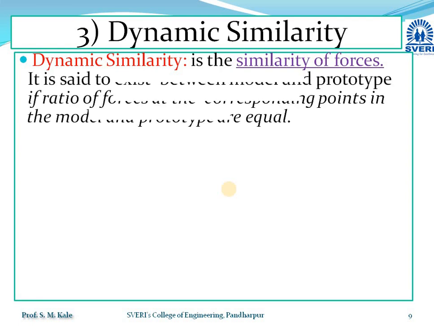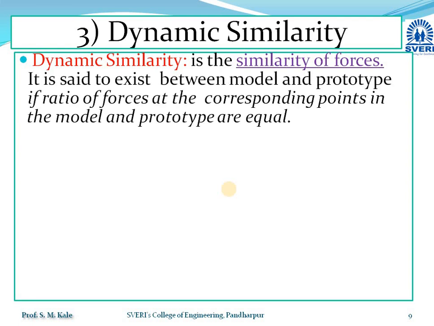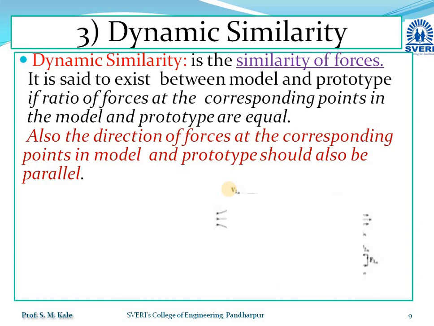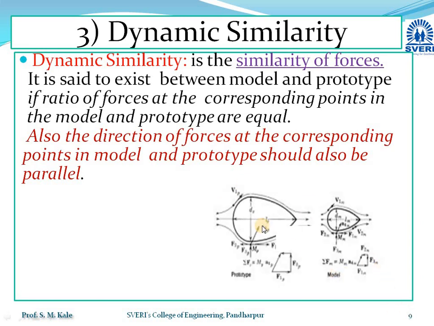Then the third one is called dynamic similarity. So dynamic similarity means the similarity of forces. We are going to say that there is a dynamic similarity between model and prototype if the ratio of forces at the corresponding points in the model and prototype are equal. In the diagram which we have seen, as fluid is flowing around the prototype as well as the model, that fluid acts with forces at various points on the prototype as well as on the model.